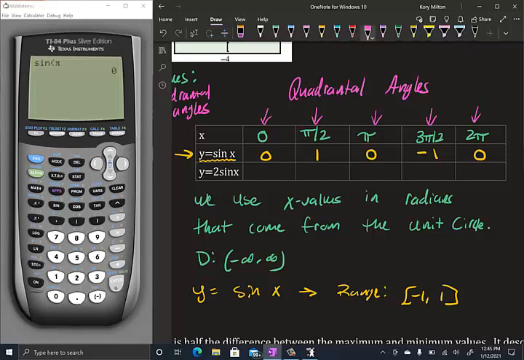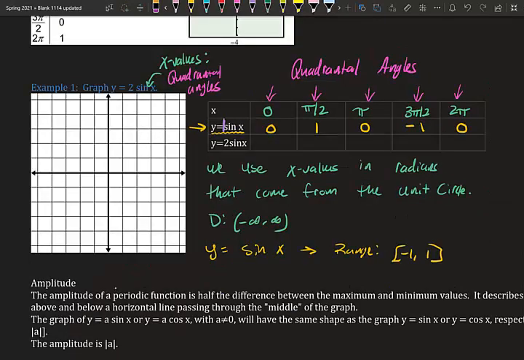And you see how there's no number in front of the sine? Well, there's a 1. That's why it goes 0, 1, 0, -1, 0. So all you have to do is find your first one, and then you'll be able to find the rest of your y values. So let's go ahead and graph this.